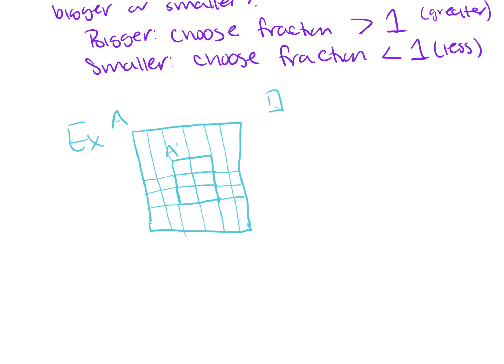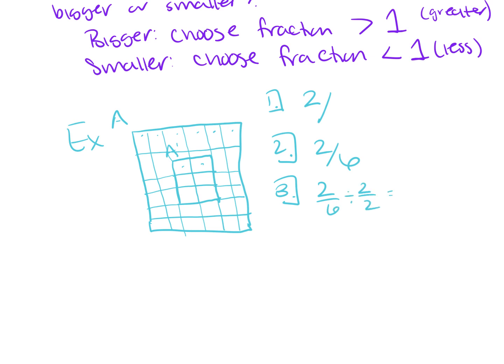It says measure a straight side of the smaller figure. So 1, 2, that's the numerator. Measure the corresponding side of the larger figure. So that's 1, 2, 3, 4, 5, 6. That's the denominator. Oh, wait, hold on. I'll do that as step 2. That's the denominator. Step 3 says reduce if you can. Well, I have 2 over 6. I can divide both of those by 2. So my new fraction is 1/3.